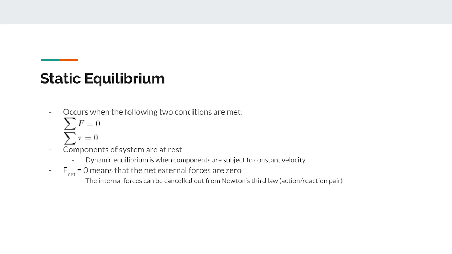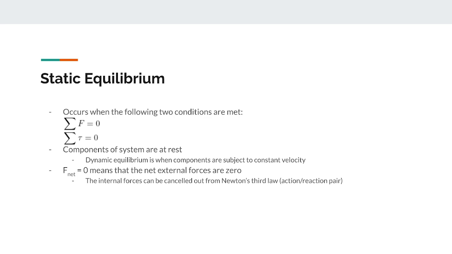And so static equilibrium, that's when our net force is equal to 0, and our net torque is equal to 0, and our external forces are also 0. The interesting thing about static equilibrium is that the components of the system are at rest. Dynamic equilibrium, on the other hand, is when components are subject to some sort of constant velocity. So it may have zero torque, zero force, but it will still have a velocity. And for static equilibrium, that is not true.